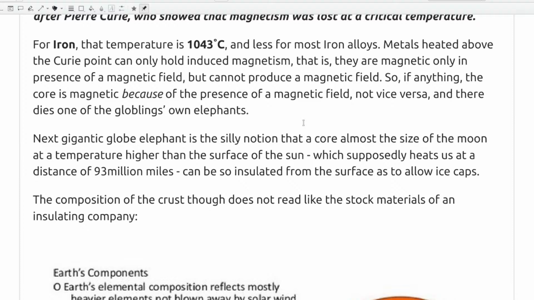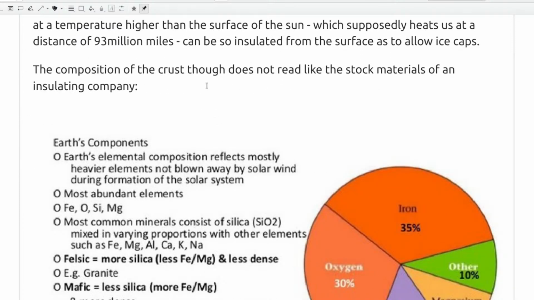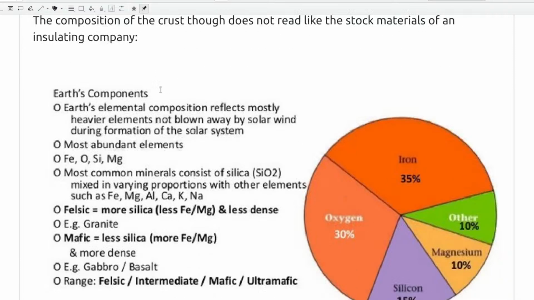Next, gigantic globe elephant is the silly notion that a core almost the size of the moon at a temperature higher than the surface of the sun, which supposedly heats us at a distance of 93 million miles, can be so insulated from the surface as to allow ice caps. The composition of the crust, though, does not read like the stock materials of an insulating company.